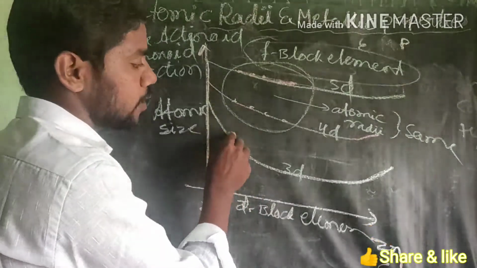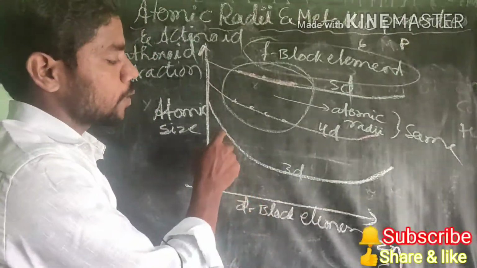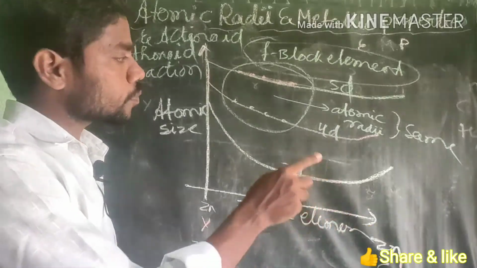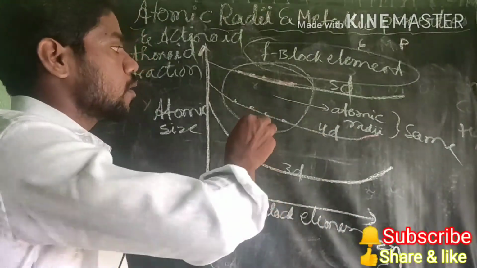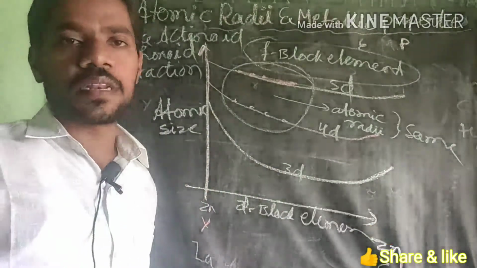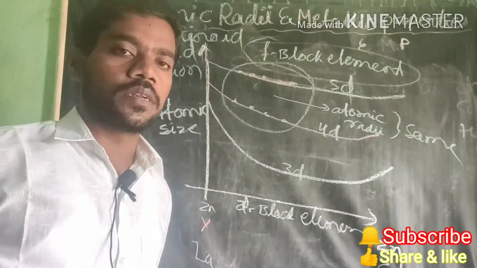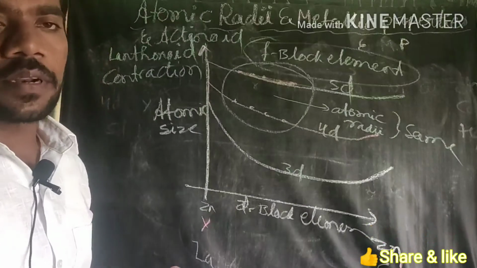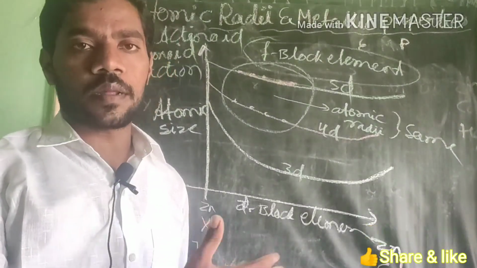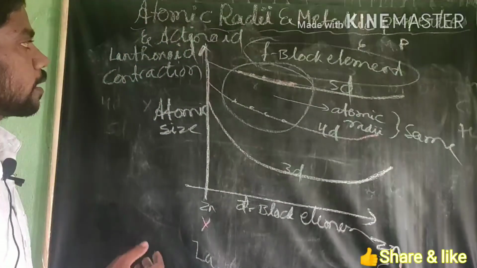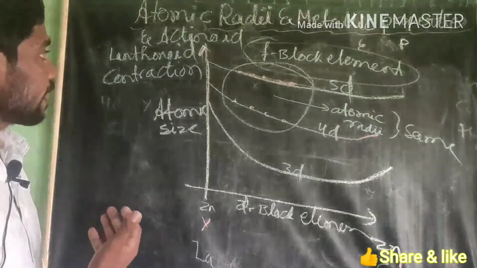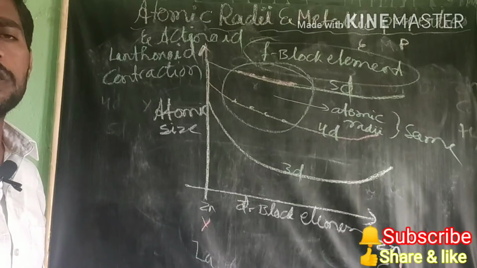But in the 3D series there is no exception. Therefore, atomic radii continuously decrease. And next, the atomic radii will again be the same because there will be lanthanoid elements. That is one exception in D block elements, dear students. Other than that, left to right atomic radius usually decreases, and top to bottom it increases. What is this lanthanide as well as actinoid contraction?